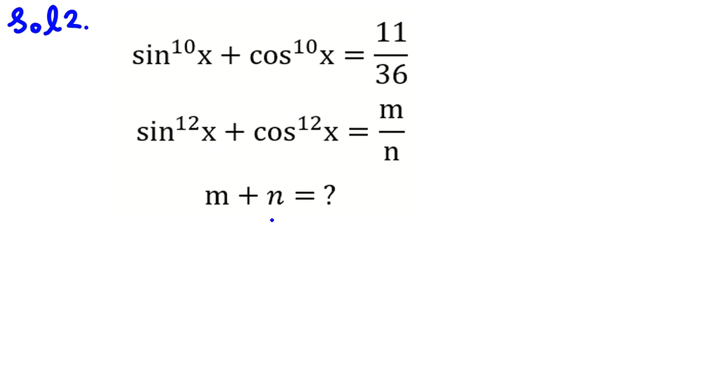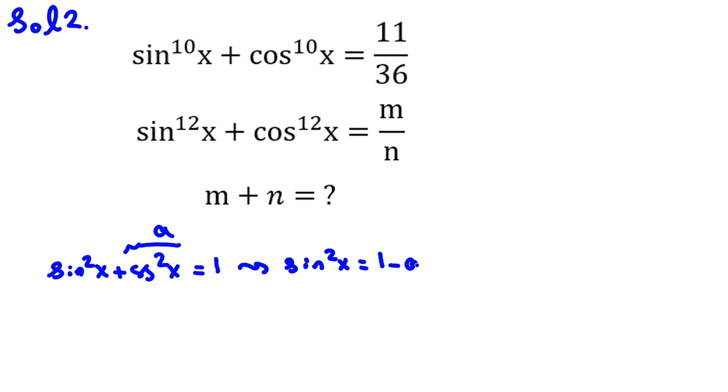Okay, solution number 2. Here we say, we know sine squared x plus cos squared x equals what? 1. So if I call cos squared x, for example, a, then sine squared x equals 1 minus a, and as I said, cos squared x equals a. So the first one, if I want to write in terms of a, sine 10x is what? It is sine squared x to the power of 5.